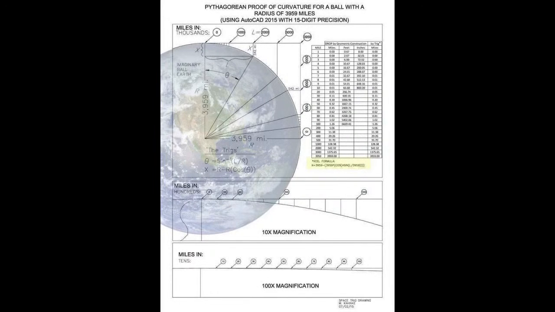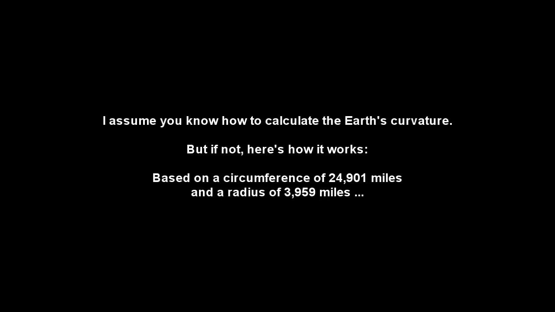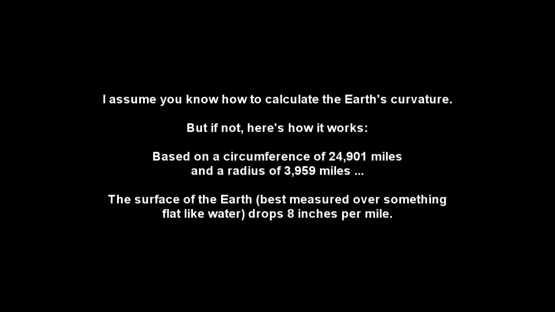Now I assume you know how to calculate the Earth's curvature, but if you don't, here's how it works. Go on Google and search for this image here. Use some words like curvature and Pythagorean theorem, and you'll learn how to calculate that. So based on an Earth circumference of 24,901 miles and a radius of 3,959 miles, the surface of the Earth, best measured over something flat like water, because water always finds and maintains its level, it drops 8 inches per mile.